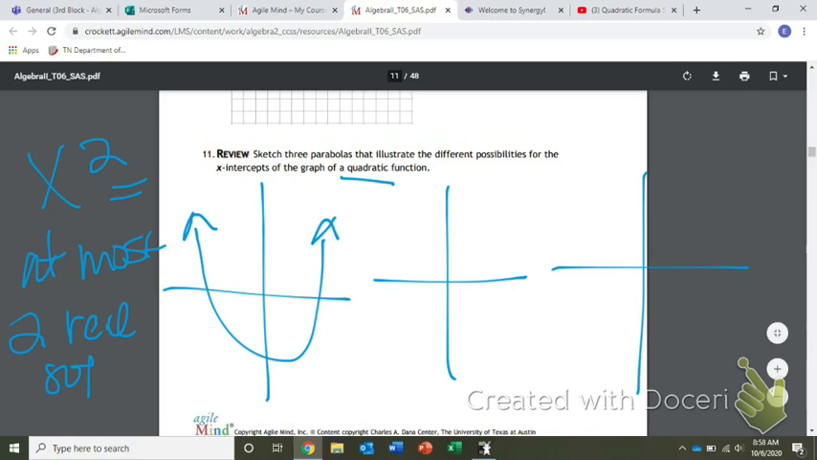So, here's one option. There's 1, 2. It can also have 1. There we go. There's 1. And then it can also have 0. So there are my 3 possibilities.